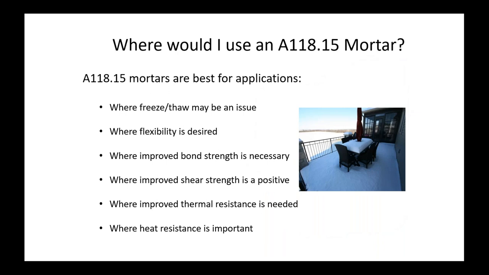So with 118.15 now, where would you consider using it? Well, coming from Colorado and being born in Chicago, the first thing that comes to mind to me is freeze-thaw. In Colorado, you could have a deck like you see pictured here, 4 inches of snow. The next day, it's 58, 60, 70 degrees, and it's melting quickly and saturating the tile system. That night, it drops below 32 degrees and freezes again. So having that ability to handle that freeze-thaw is really an advantage.